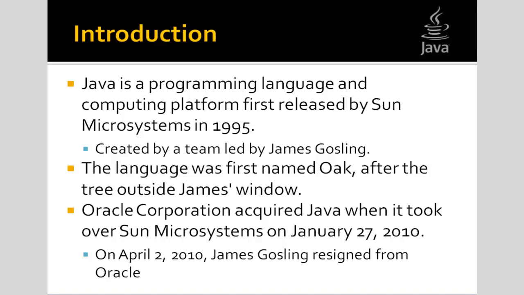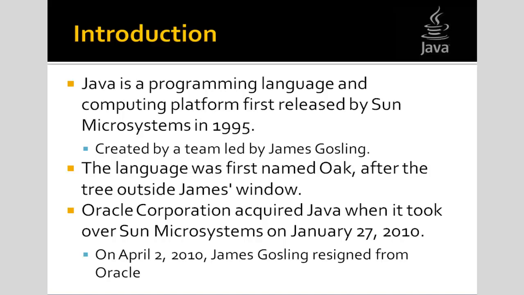There is a legend that originally the programming language was named Oak, but because there was a conflict with existing software, the name was changed to Java, and there's even a story about the name Java being developed while the team was in an internet cafe enjoying a cup of coffee. Sun Microsystems was acquired by Oracle Corporation in 2010.